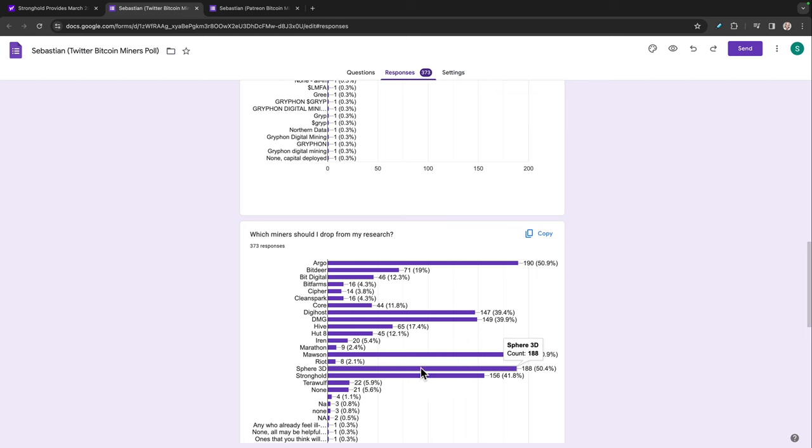Then we also have, obviously, DigiHost and DMG as well, smaller miners again. So we got Argo, DigiHost, DMG, Mawson, Stronghold, and Sphere 3D that are going to be on the chopping block. And the reason for that is just to save time.